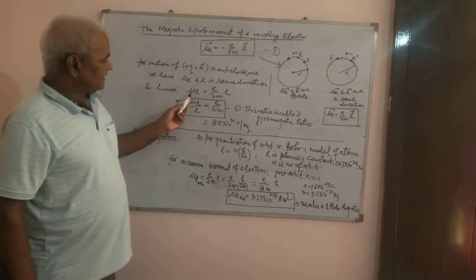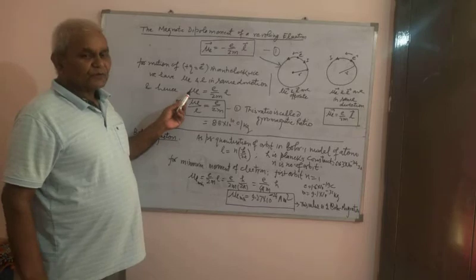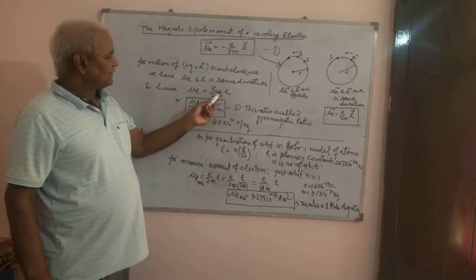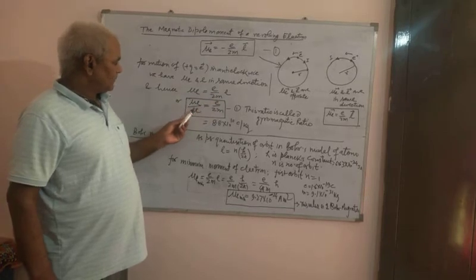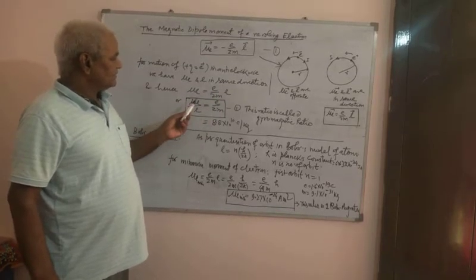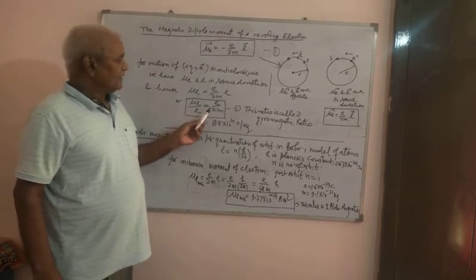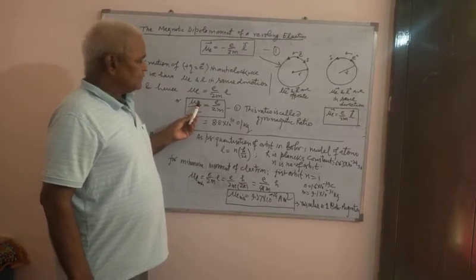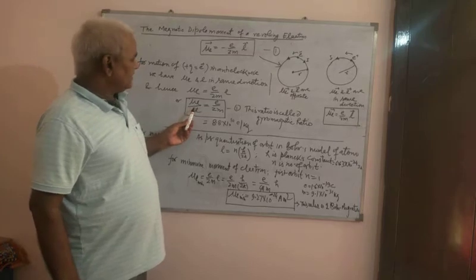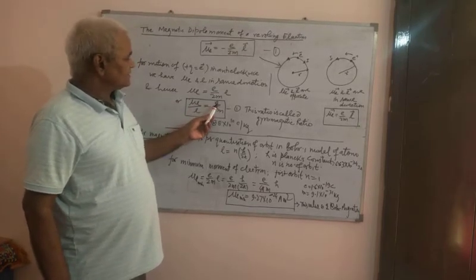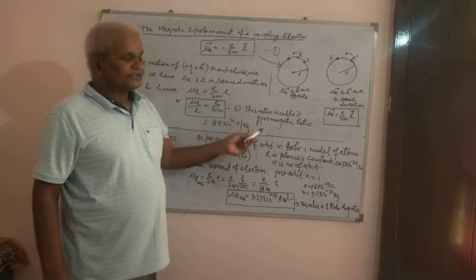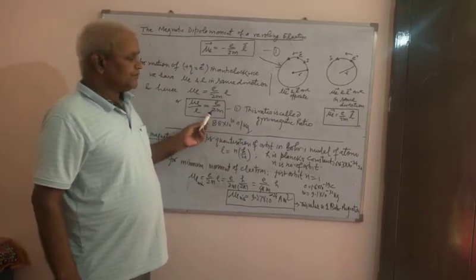Now this mu L is the magnetic moment or magnetic dipole moment of the revolving electron. L is the angular momentum of the electron. The ratio mu L upon L equals e by 2m. This ratio, the magnetic moment divided by the orbital angular momentum of the electron, is referred to as the gyromagnetic ratio. This ratio is called the gyromagnetic ratio, e by 2m.